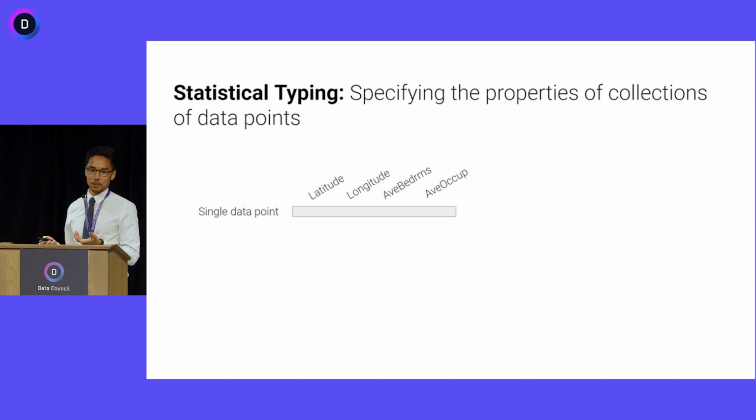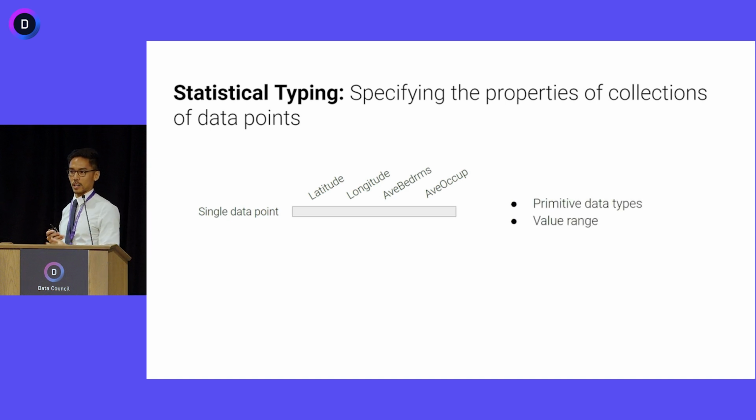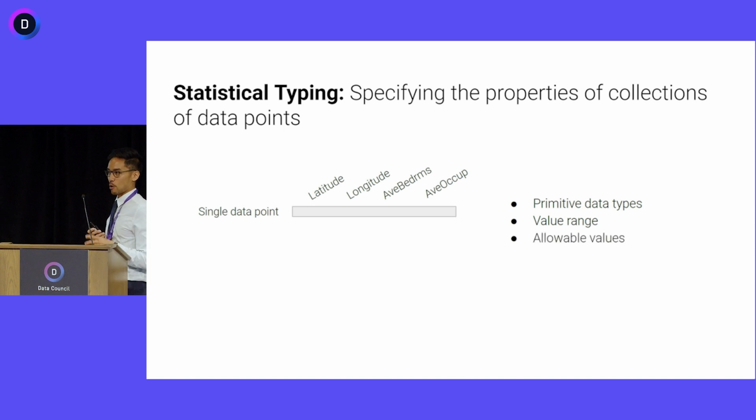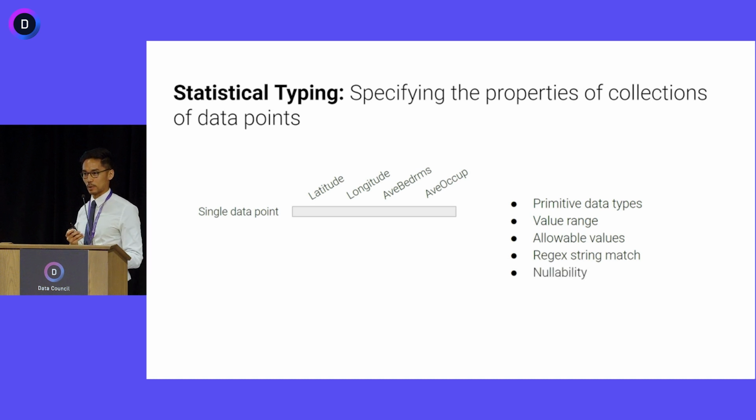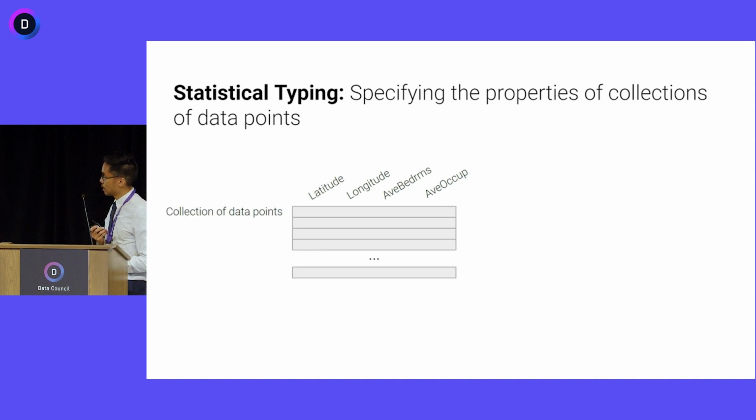So if you consider a single data point, in our example, we have latitude, longitude, and some other features. What can we say about this single data point? We can say what the primitive data types are. We can express some kind of constraints like value ranges, allowable finite set of values, a regex string match, nullability. However, if you look at a collection of data points, first of all, you can apply those atomic checks at scale. So if you're using something like Pandas or Modin or PySpark, you can apply those atomic checks to very large data.